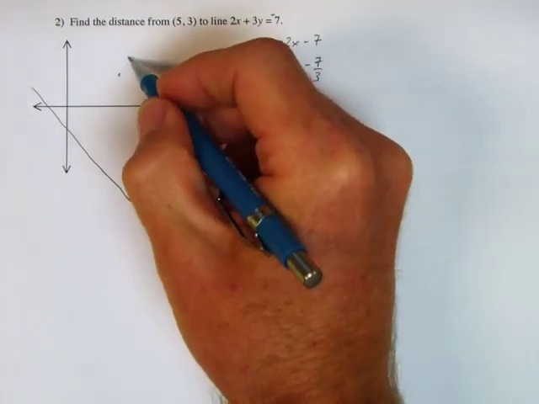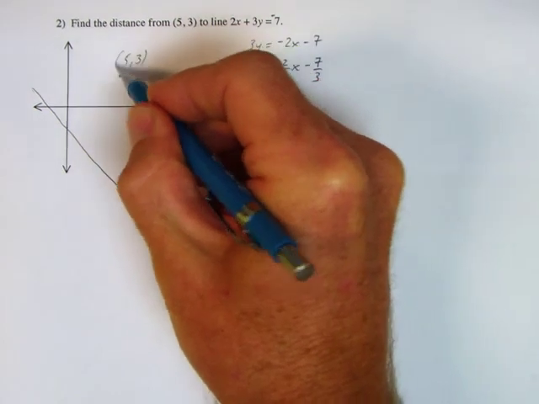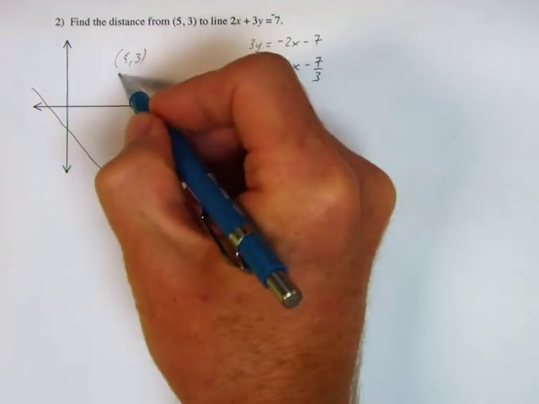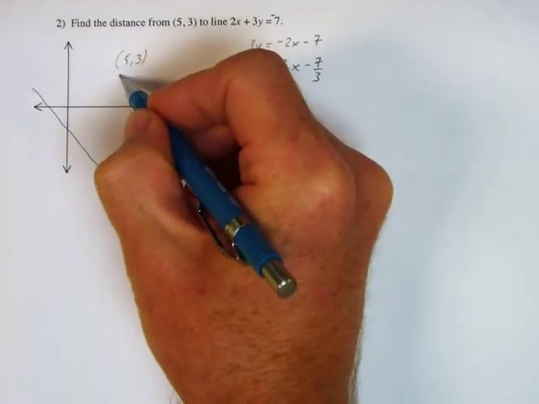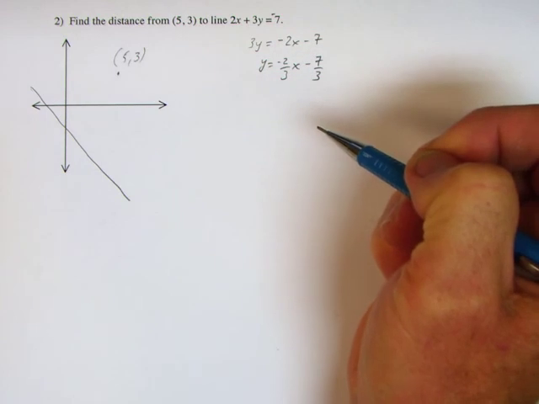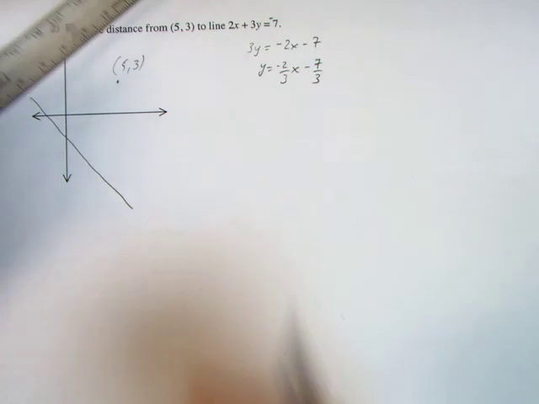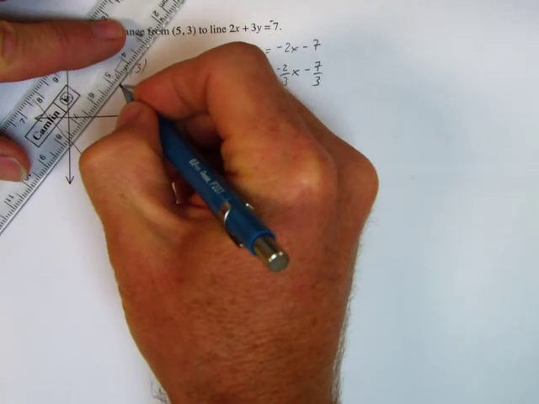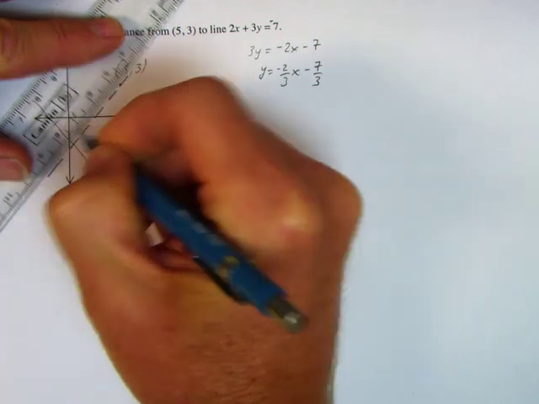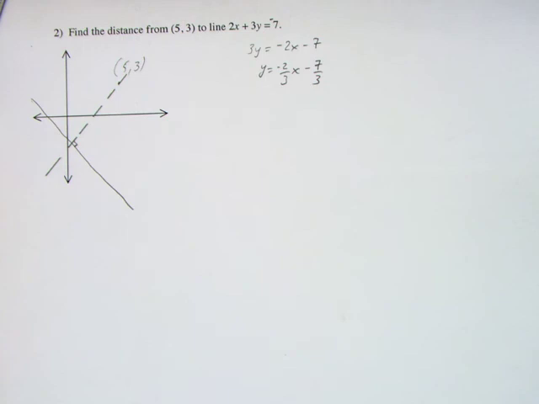and we need to find the distance from this point to this line. Well, how do you measure distance? Can I connect this point (5, 3) to any point on the line? Would any point work for the distance? No. What I need to do is go the perpendicular. I need to go the shortest route, and it would be something like this. That's key for finding this distance.